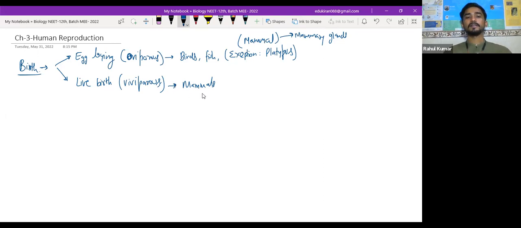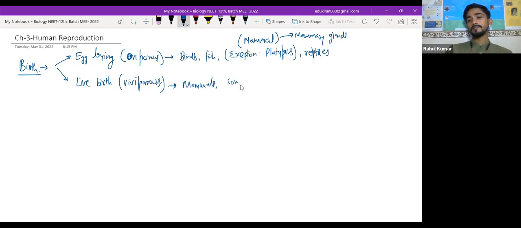Okay. So humans are also mammals, so we give live birth. And apart from us, for example, egg laying, you can also write reptiles. Reptiles lay eggs, right? Snakes, etc. Mammals give live birth. Anything else apart from mammals which give live birth?